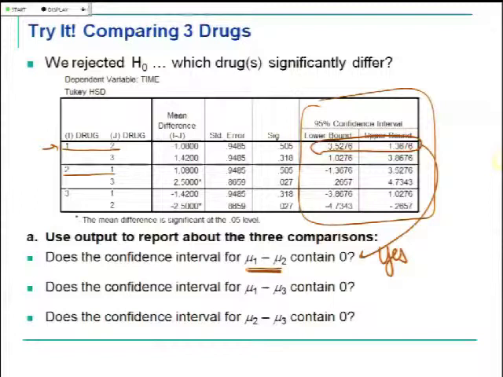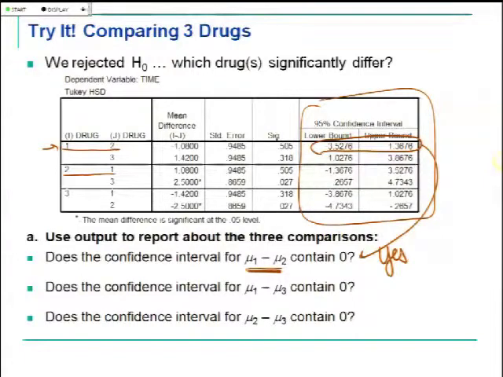If there is 0 in the interval, then mu1 minus mu2 could be 0. You'd have to accept that. You could not refute it. Which means there is a difference or there's no difference. If 0 is in the interval, that means those two population means could be the same. No difference. All right, so that's not where we ended up rejecting H0.